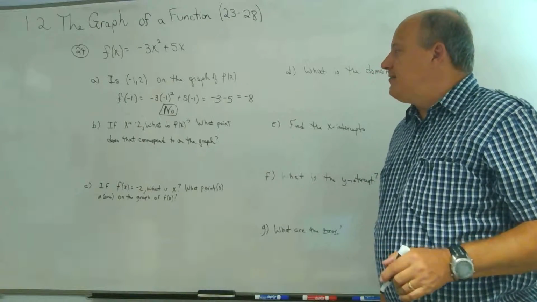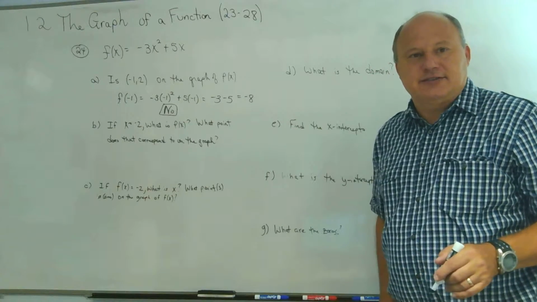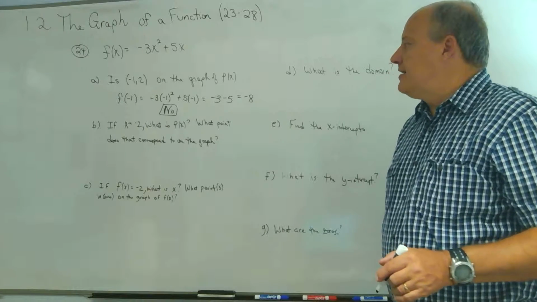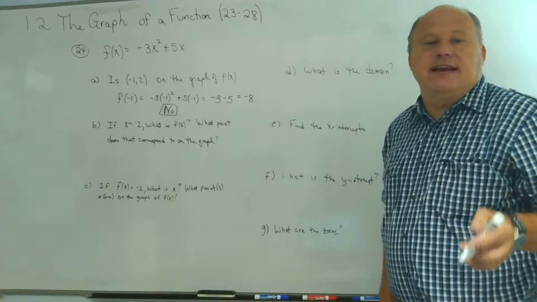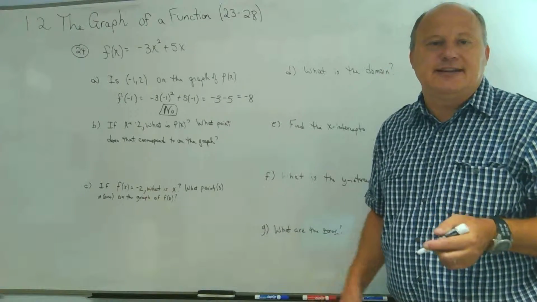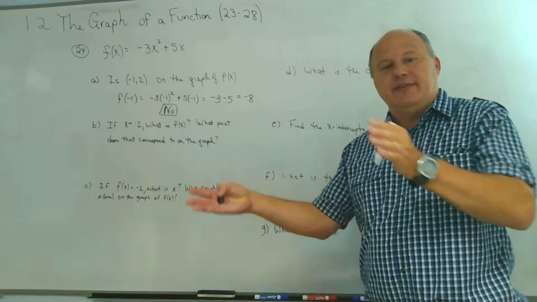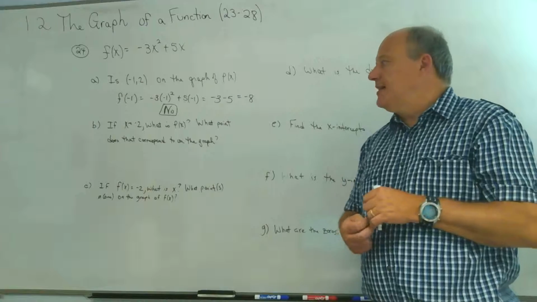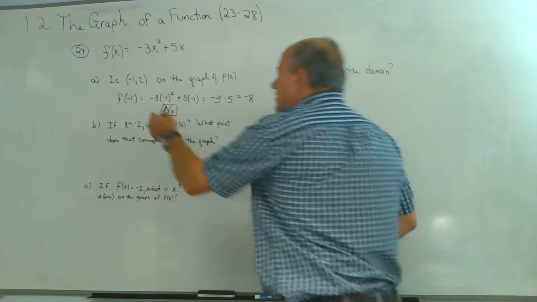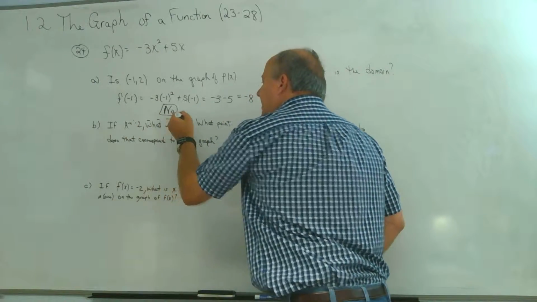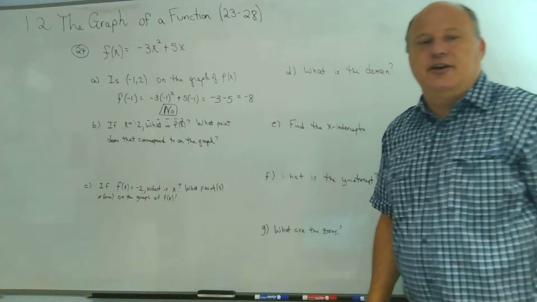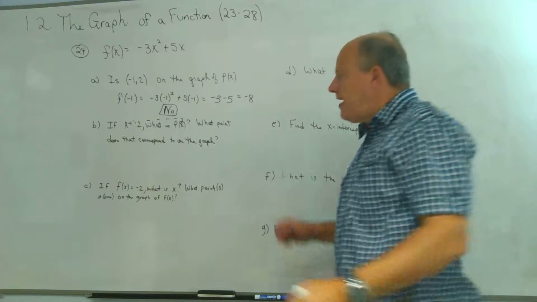Now the next one is, if x is negative 2, what is f of x? So what they're basically saying is, what is f of negative 2? They could just ask it that way, what is the value of f of negative 2? But they say, if x is negative 2, so then you drop that into the x. So that's just another way of writing f of negative 2. So we evaluate that.